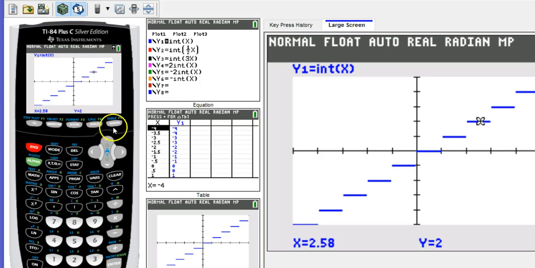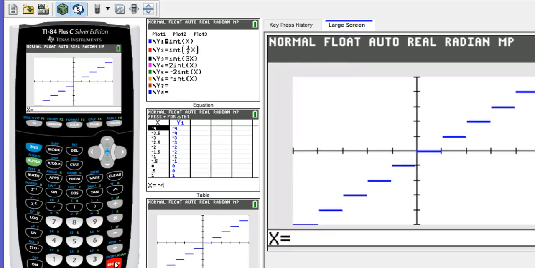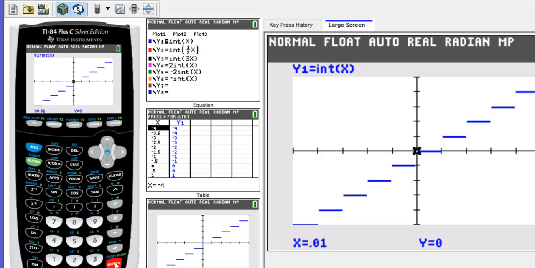Okay, so let me grab my value again. I'm going to type in 0.01. Enter. 0. Interesting, it doesn't matter what kind of number I input, I always get out an integer, a whole number.